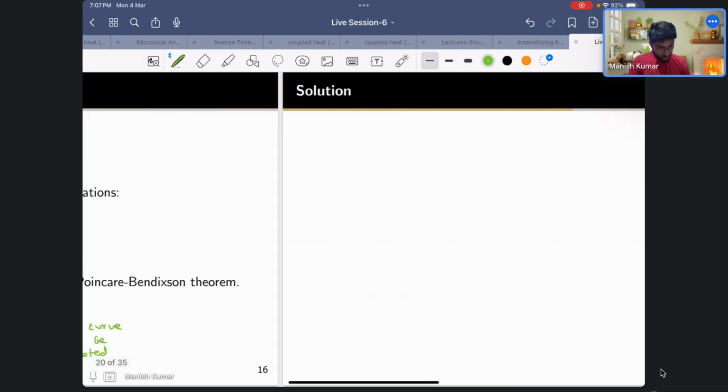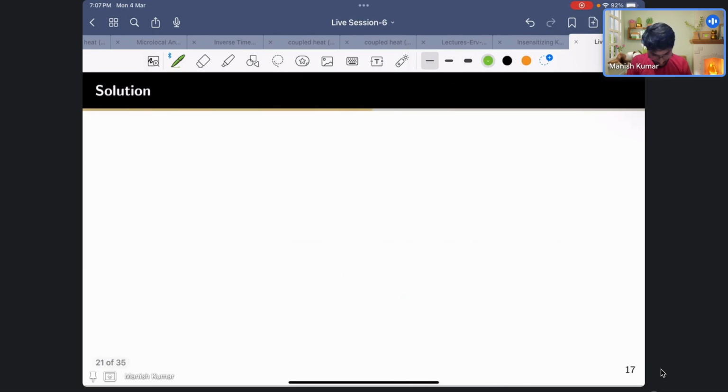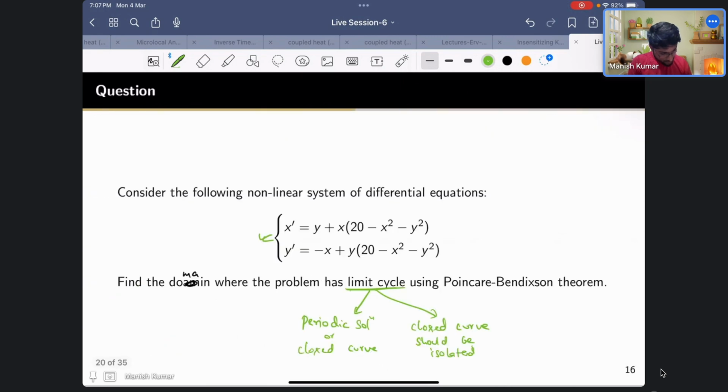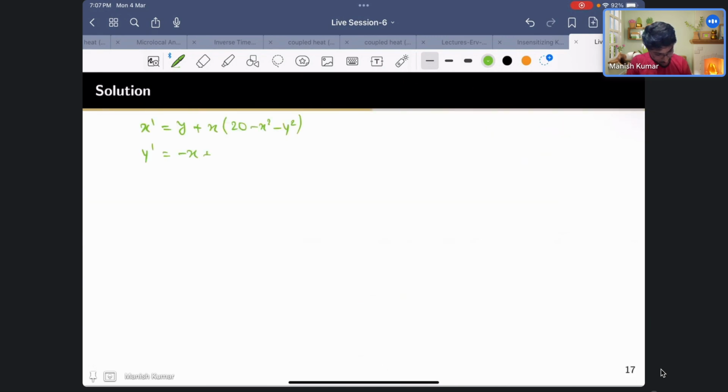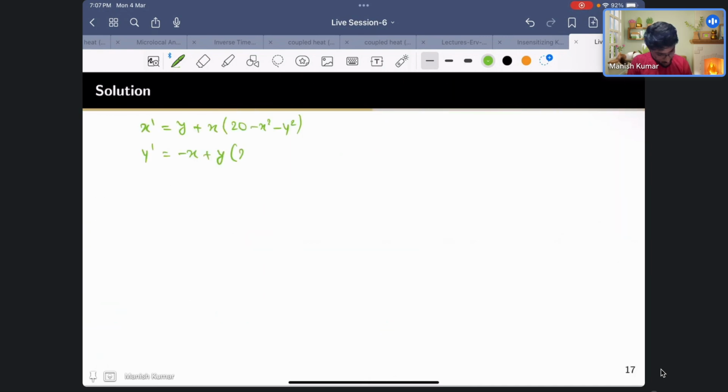Okay. So looking at this problem, let me rewrite this system. x prime is y plus x times (20 minus x square minus y square), and y prime is minus x plus y times (20 minus x square minus y square). So this is the given system that you have in hand.